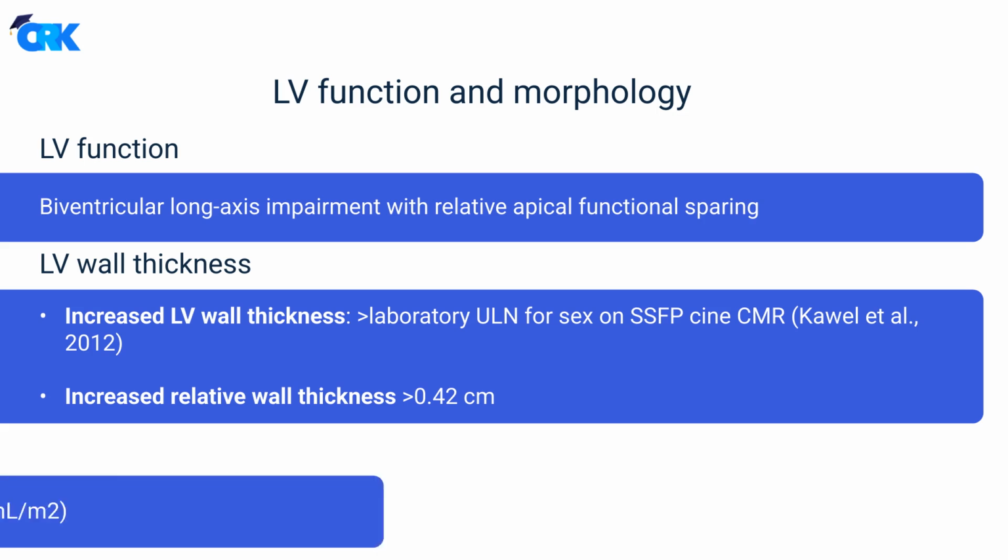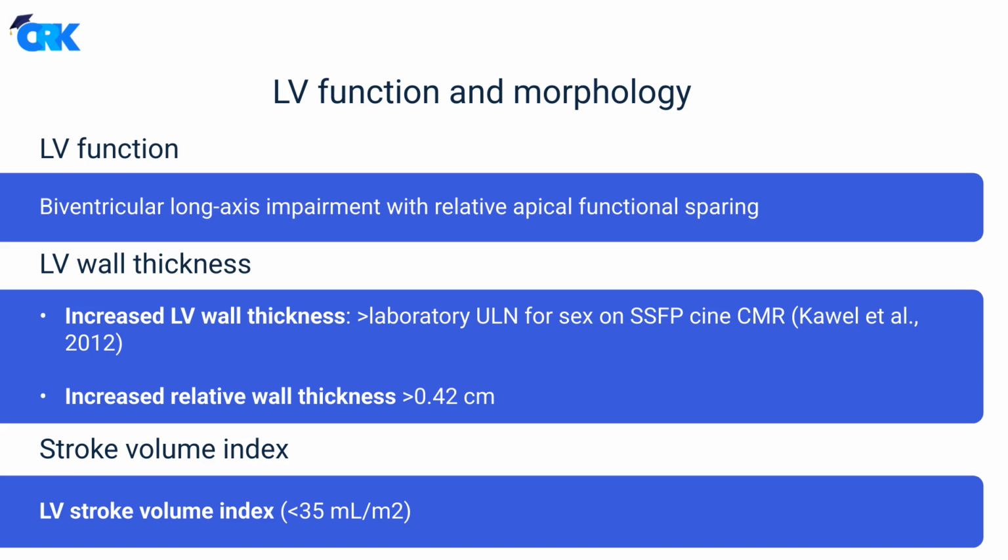Next up is stroke volume index. A value less than 35 milliliters per square meter is considered low. While this isn't a highly specific finding, it's still suggestive of cardiac amyloidosis, and it's something to include in your assessment. This measure is required as well.